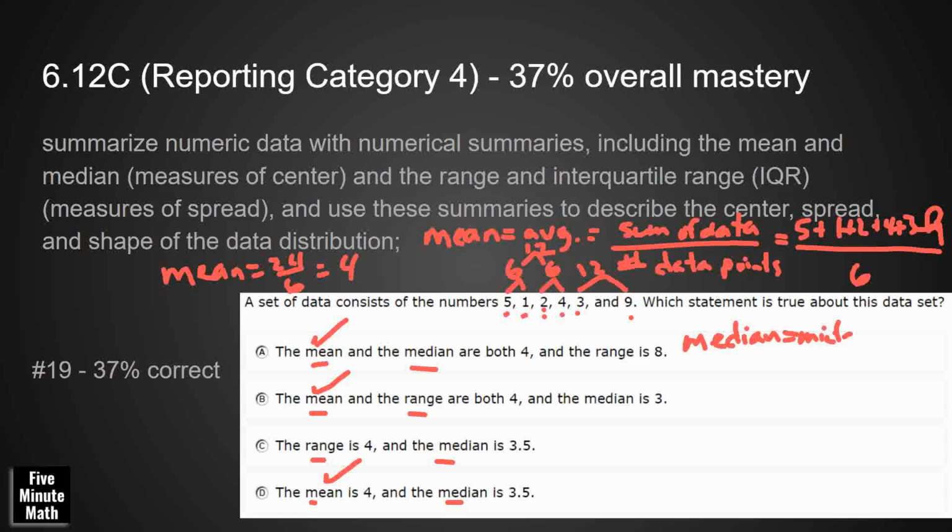So we're going to take our numbers. Now we need to put them in order. So let's put them in order. 1, 2, 3, 4, 5, and then 9 is way down there. Right? So that's definitely an outlier. Okay? So we've got this half and this half.